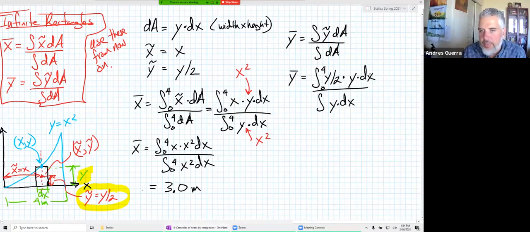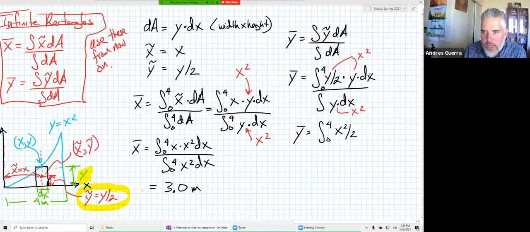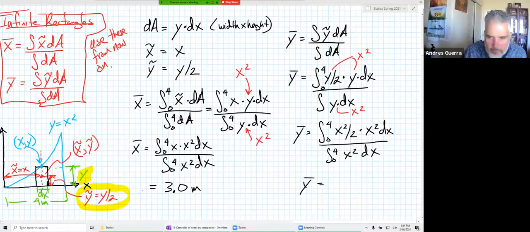The denominator is the same as before, right? Now again, though, we have to substitute out all of our y's, where those are all going to be x squared. And so we're going to find that y bar is the integral from 0 to 4 of x squared over 2 times x squared dx, divided by the integral from 0 to 4 of x squared dx. When we plug that in, we're going to find that y bar is equal to 4.80 meters.